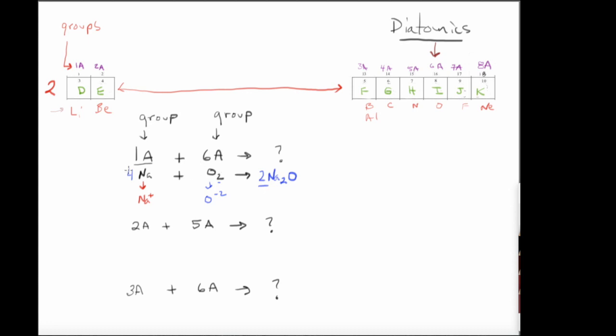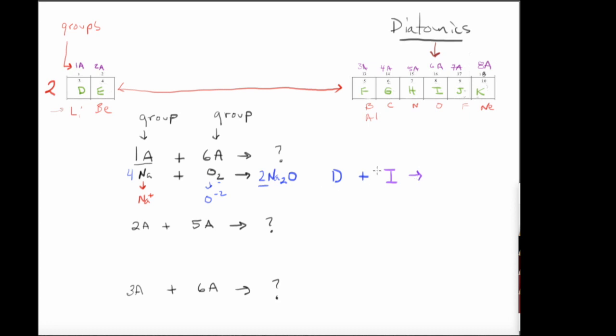Now, what if we did this in code? Look up here. In 1A, they gave us a D, so I'm going to write that down. And it is reacting with, let me change the color, 6A, which in this is an I.